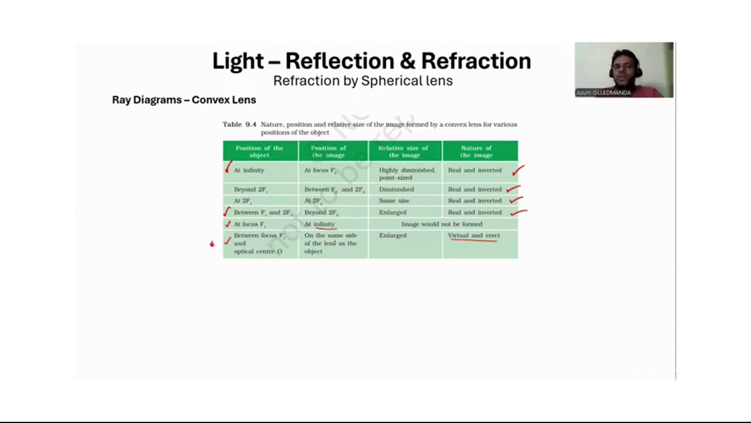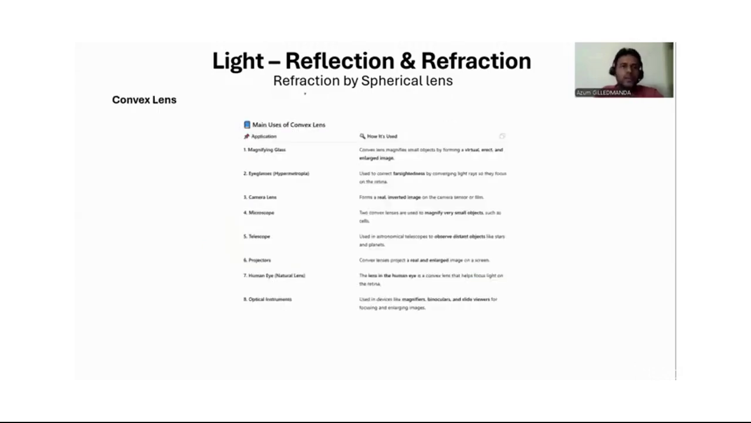and erect image. So this is very, very important, and all your board exam questions are based on this convex lens and the type of images formed, where and what is the size. So the ray diagram. They may ask, draw a sketch to show the image formed when the object is beyond 2F1 in a convex lens, like that. Okay, all right, guys. Then what are the uses of convex lens?